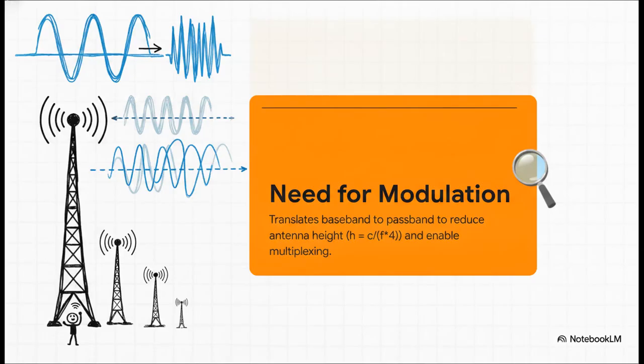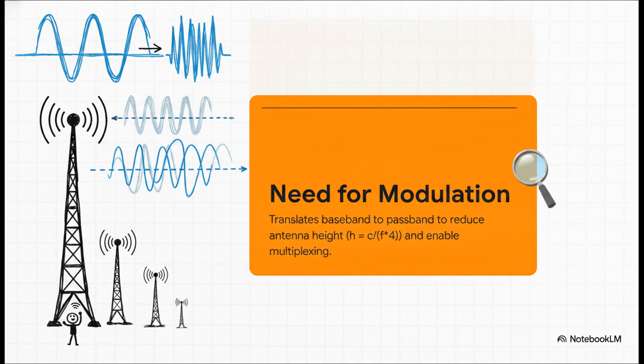Why do we even bother with modulation in the first place? Well, the core concept is translating a baseband signal to a passband signal. The absolutely crucial formula you need is that antenna height, h, equals lambda over 4, which translates to the speed of light, c, divided by the frequency times 4. To put that into perspective, if you tried to transmit a raw 15 kilohertz audio signal without any modulation, you would literally need an antenna 5 kilometers tall. It's like building a skyscraper just to make a phone call.